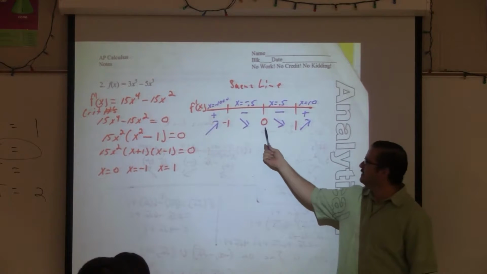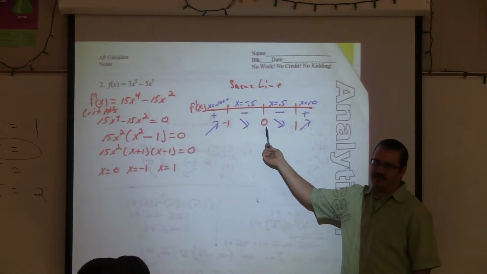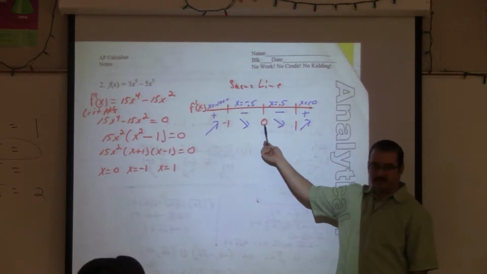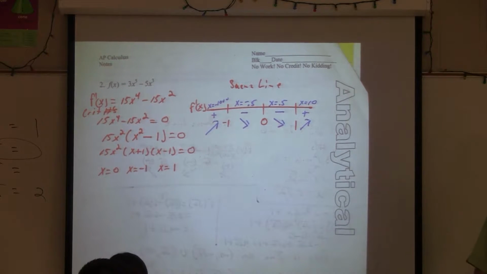Do I have anything here? I don't have a maximum or a minimum, right? But I will have a horizontal tangent. It just won't be a maximum or a minimum. Then what's that then?